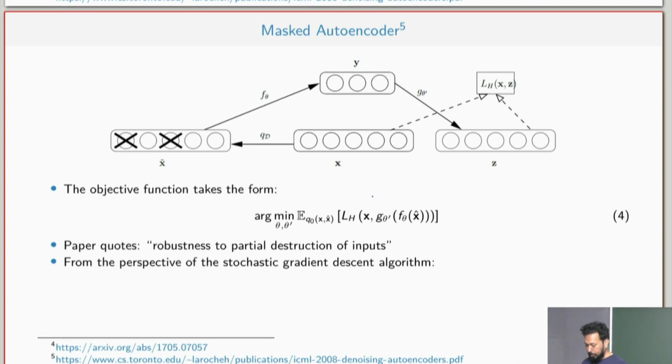The paper suggests that if you do this, it helps in the robustness of the encoder and decoder both, because by removing some of the data, you are giving it slightly more challenge, to recover even after removing a few of the data. So basically it's a way to give some additional challenge. Obviously you should not remove too many of them. This also can be a hyperparameter. So this is the theme of this paper: it is robust to partial destruction of the inputs.